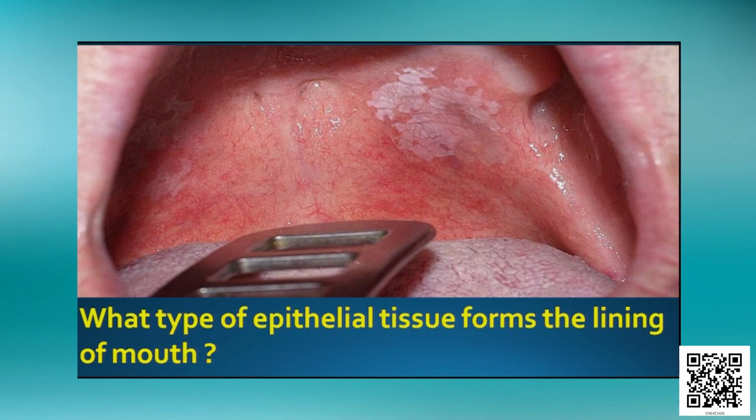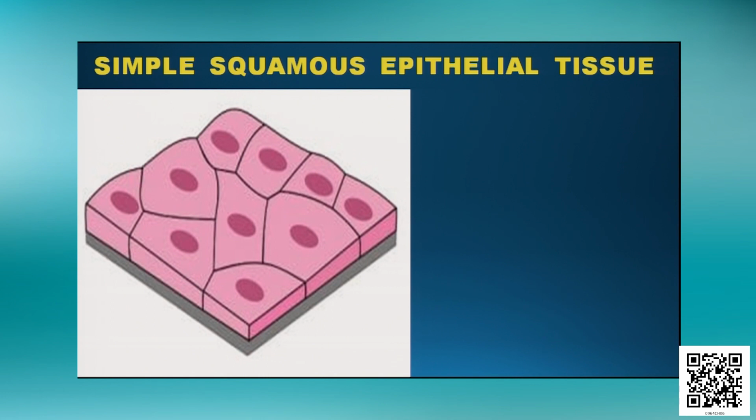Let us find out where this epithelial tissue is found. Look at the picture. You can see the inner lining of the mouth. The inner lining of the mouth is made up of epithelial tissue. But what type of epithelial tissue forms the inner lining of the mouth? Let us find out. Yes, it's called simple squamous epithelial tissue. Look at the picture. The tissue is only one layer thick. That's why it's called simple squamous epithelial tissue, or simple.